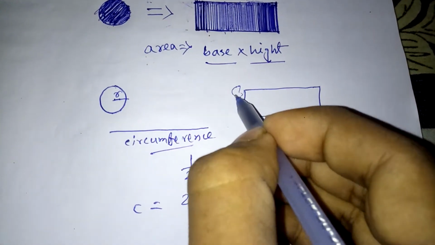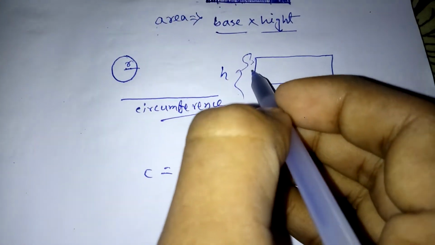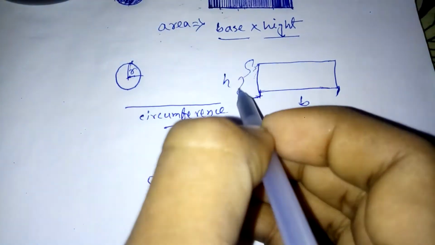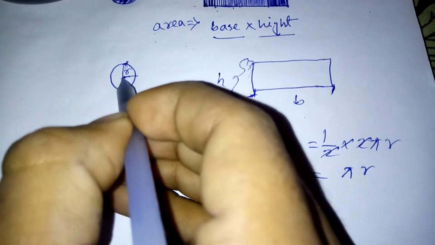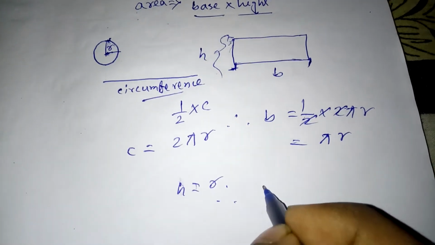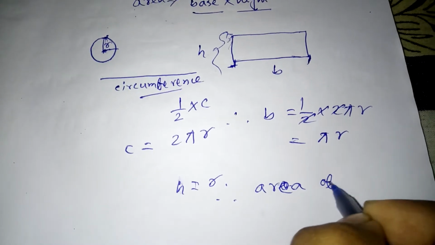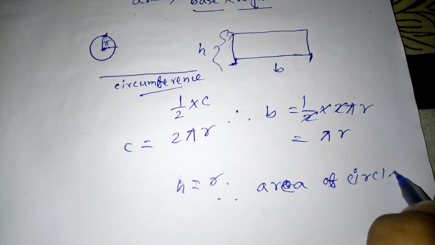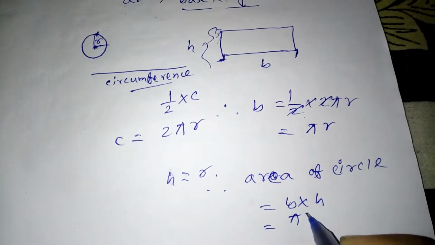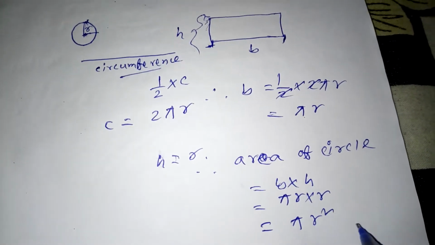Now the height. Comparing, the height will be like the radius. Here the height will be the radius of the circle. Therefore, the area of the circle will be base into height, which is pi r into r, equal to pi r square.